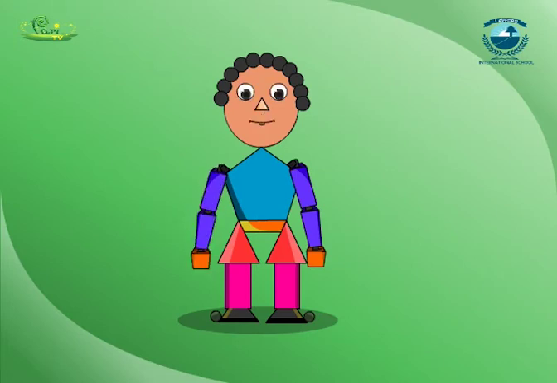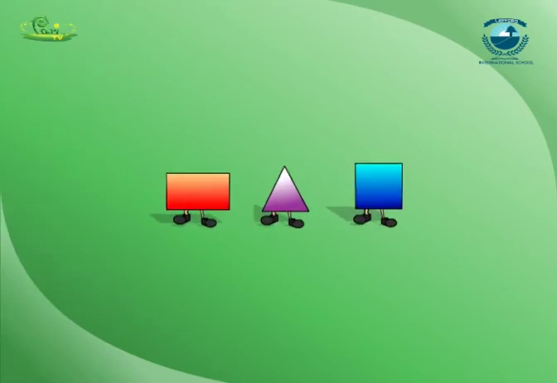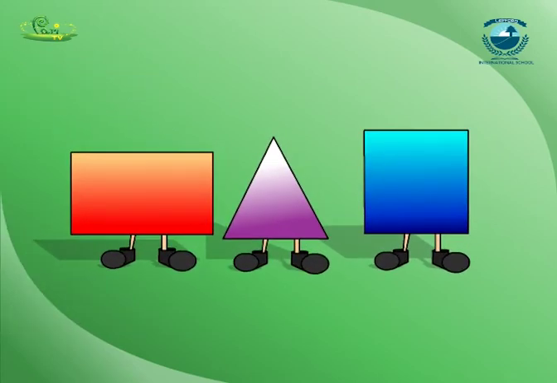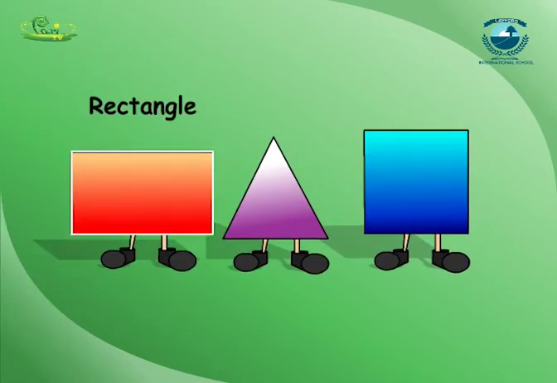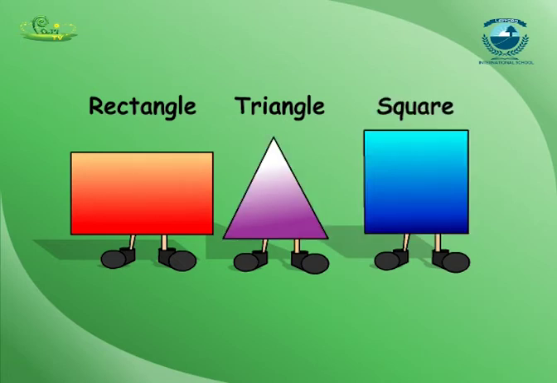Just look at me. My head is circular. My palms are in a different shape. Nose is different too. So, can you name some shapes which have a certain number of sides? What did you say? Yes? Very good. Then let's name a few. Yes, you are all very much true. They are a rectangle, a triangle, a square, etc.